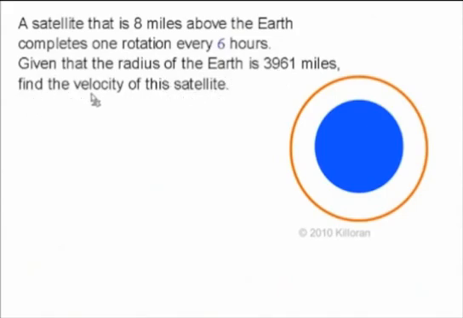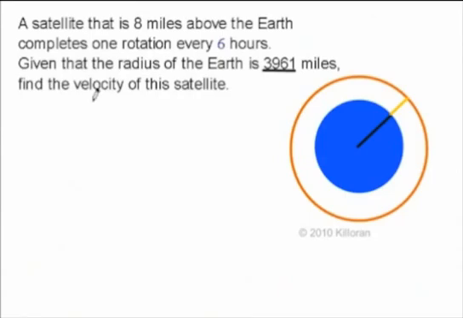But to find the velocity of the satellite, we first have to deal with the angular velocity. We also have to deal with the radius because that's not the entire radius. We also have to account for the 8 miles. So the radius of the Earth from the center to the edge is 3,961 miles. But then we also have to deal with the satellite's height off the surface of the Earth, which is another 8 miles.